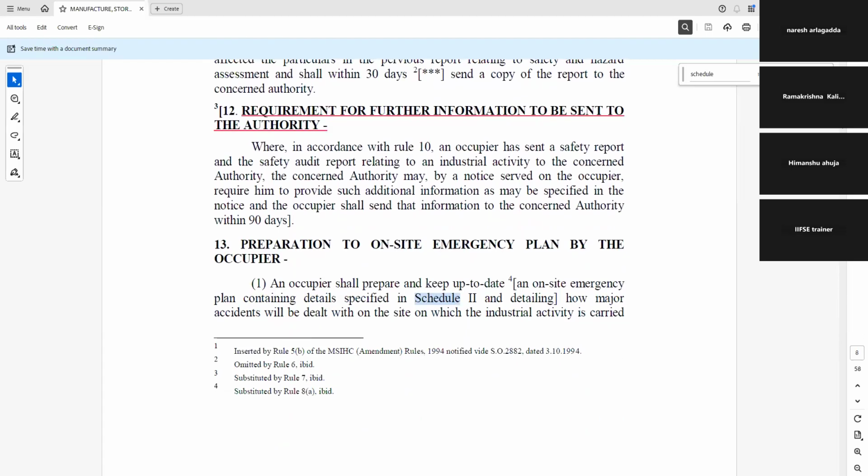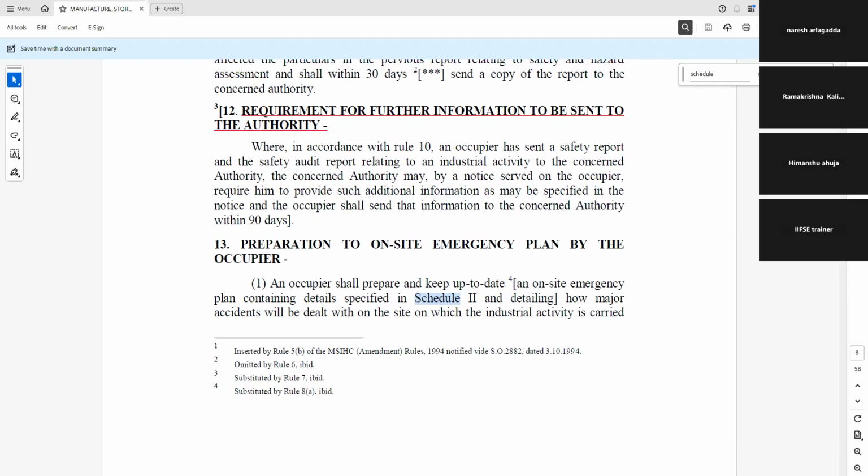Then requirement of further information to be sent to the authority, that is rule number 12. What kind of information? Where in accordance with rule number 10 the occupier has prepared a safety report and safety audit report relating to the industrial activity, the concerned authority may, by notice served on the occupier, require him to provide such additional information as may be specified in the notice, and the occupier shall send the information to the concerned authority within 90 days.